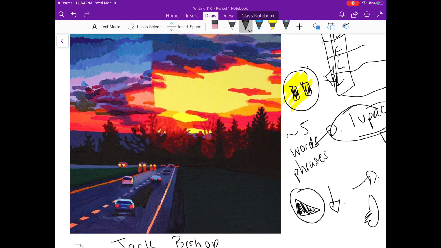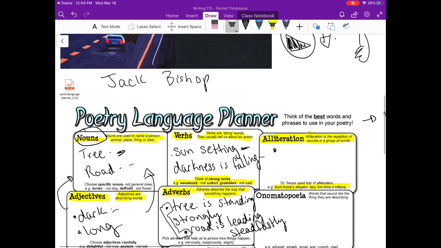Let's do the road. I like the road. The road is really calling to me right now. I mean, the sunset is also there and it's beautiful, but let's do the road. So, okay. So alliteration time. The road signals a straight. The road signals a straight. I want to say line. A straight.